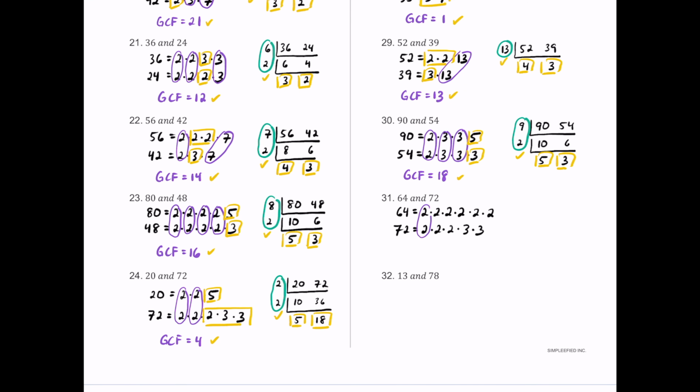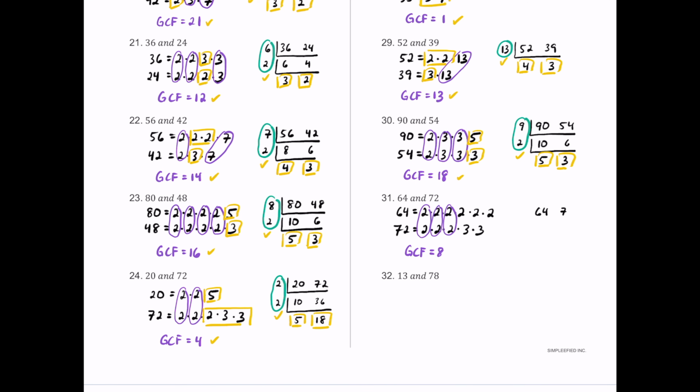So they both have a 2, they both have another 2, they both have a third 2, and I think that is going to be it. Okay, so 2 times 2 is 4, and 4 times 2 is 8. So we can say the GCF here is equal to 8. That would be a lot of work to write those prime factorizations out, right?